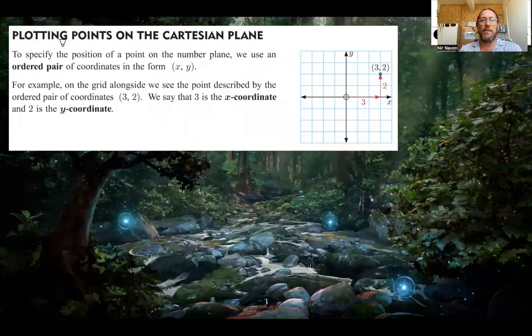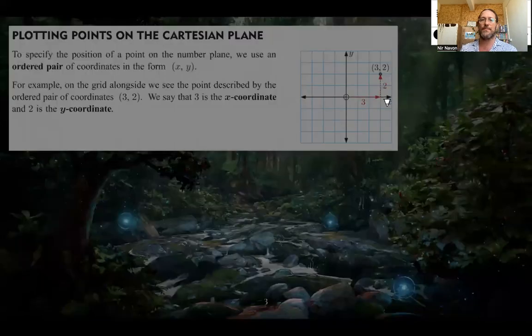Plotting points on the Cartesian plane. Plotting points is just drawing them. To specify the position of a point on the number plane, we use an ordered pair. This is an ordered pair. We're familiar with this writing, X to the left and Y to the right. For example, on the grid alongside, the point described by the ordered pair of coordinates 3, 2, would be the X and the Y. So we go 3 steps on the X, 1, 2, 3, and 2 steps on the Y. And there we get to 3, 2. We say that 3 is the X coordinate, and 2 is the Y coordinate.